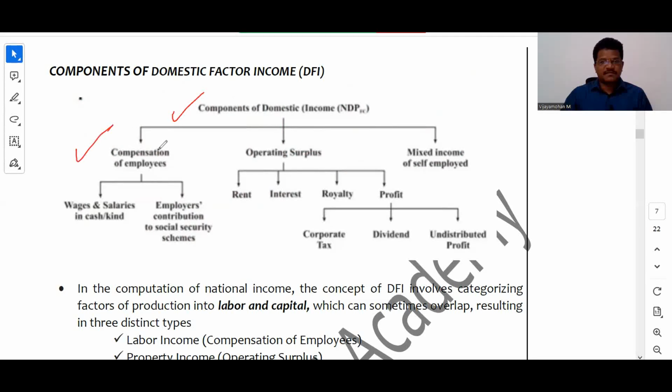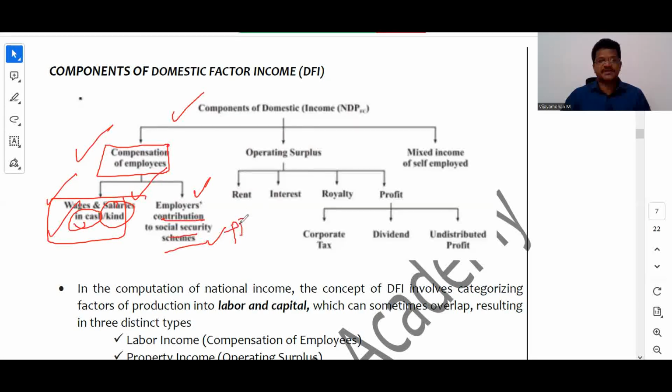And what are the components of compensation of employees? Employees will get compensation in terms of wages or salaries, and that might be in cash or in kind. This is one component. Another component is employer's contribution to social security schemes, that is, provident funds, pension plans or insurance. So this is also one of the components of compensation of employees, right?